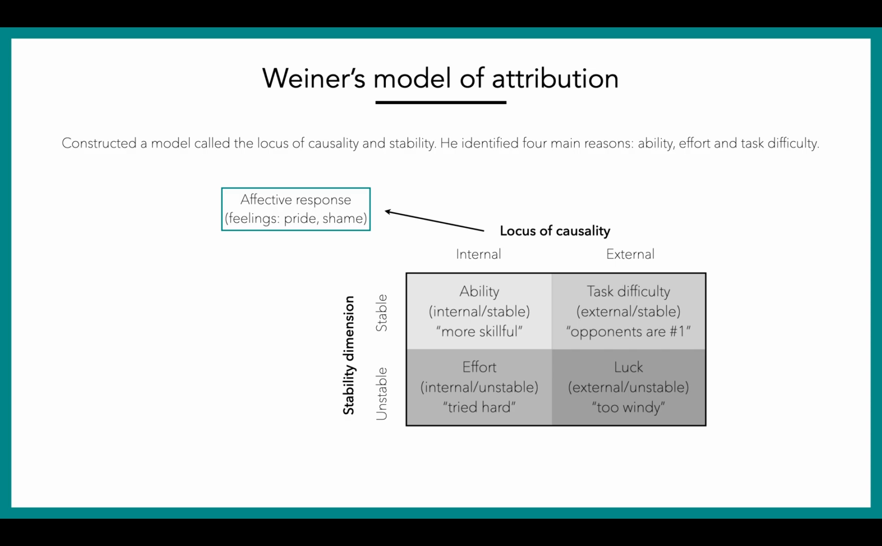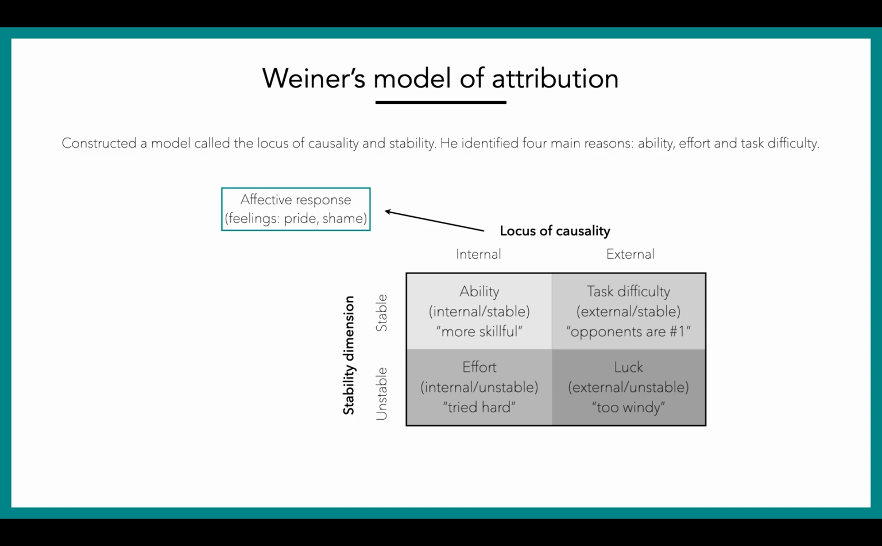However, if a football team bemoan their bad luck and say, "Oh, we're always playing teams that are better than us," that's external. Or they might say it's too windy. They're more likely to feel anger or shame. So it's a negative emotional response.